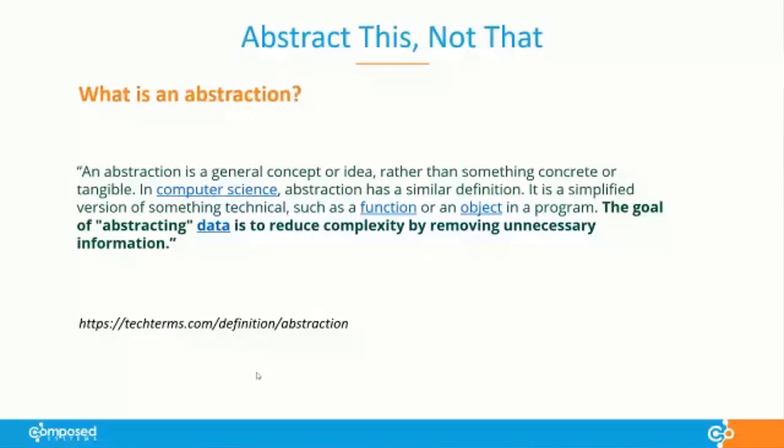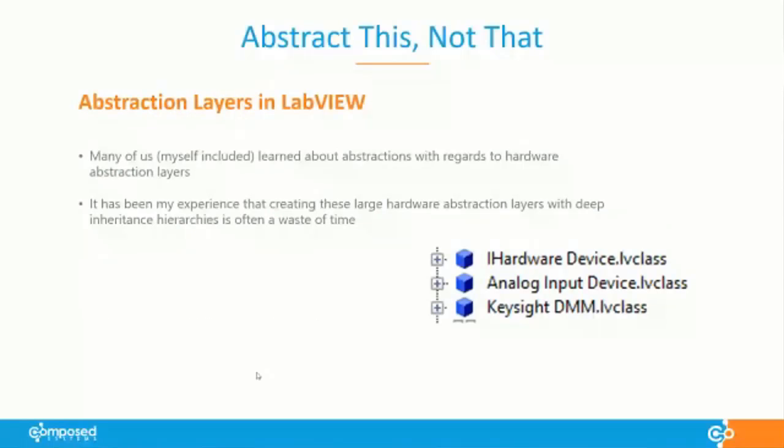So if you're anything like me, I think a lot of us probably learned about abstractions in LabVIEW through hardware abstraction layers, right? This is, at least for myself, how I learned about OOP: this abstract hardware device, then maybe a specific type of hardware device, then an actual specific device, building up these big inheritance hierarchies. That was kind of how I learned about abstractions. It has been my experience since then that these types of hardware abstraction layers just grow and grow and grow. There are lots of unnecessary coupling. It's usually a waste of time. That's been my experience anyways. So I'm going to kind of talk about using abstractions in a bit of a different way. Next slide, John.